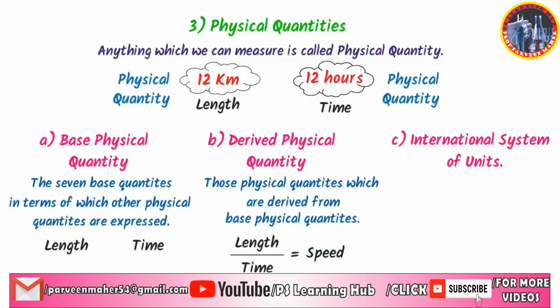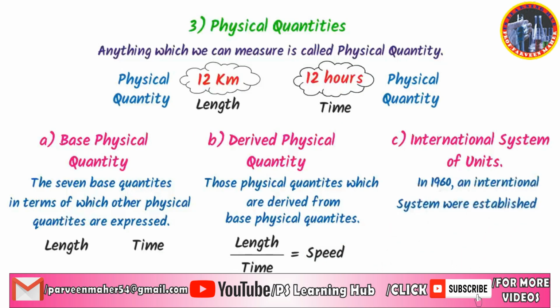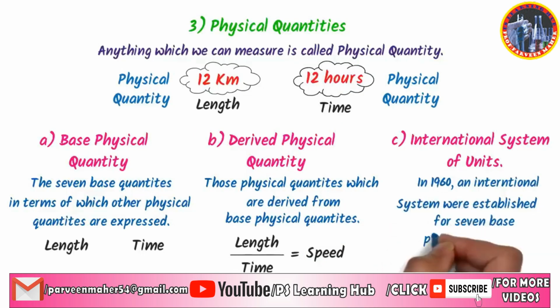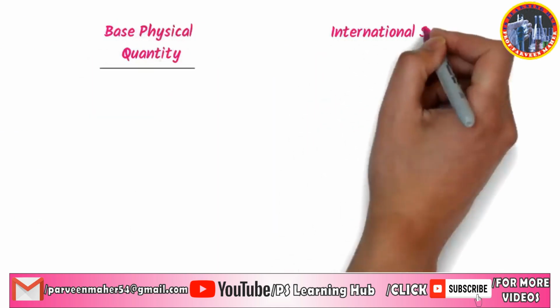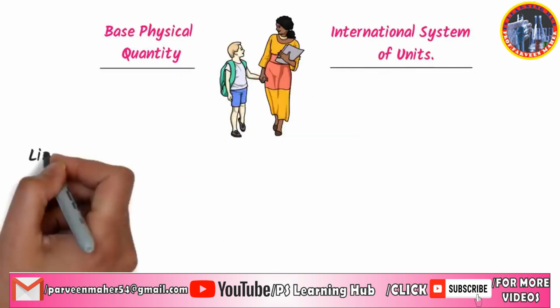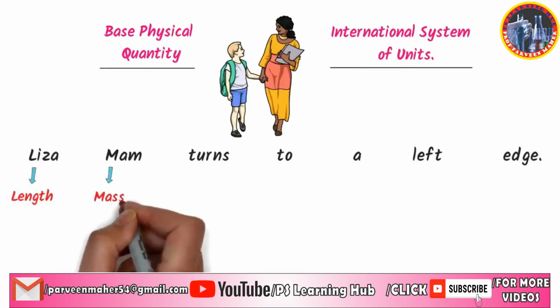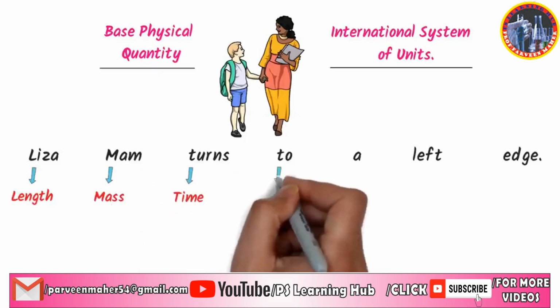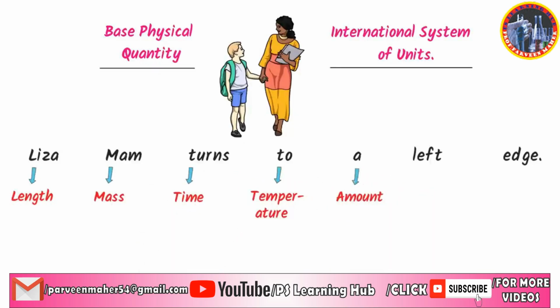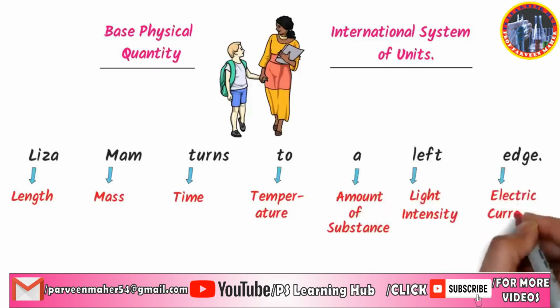Now what is the International System of Units? Well, in 1960, an International System of Units was established for the 7 base physical quantities. Now how to remember base physical quantities and International System of Units? Well, I always use my personal trick. I say Lisa ma'am turns to a left edge. Here L stands for length, M stands for mass, T stands for time, T stands for temperature, A stands for amount of substance, L stands for light intensity, E stands for electric current.